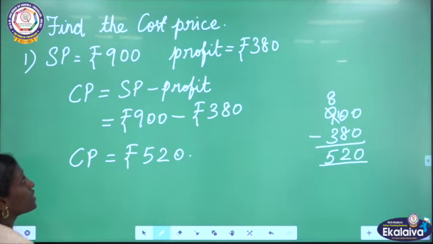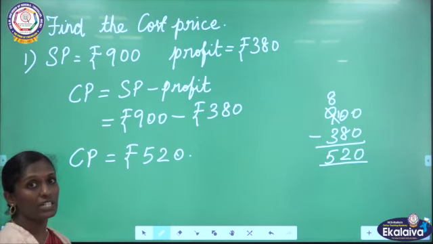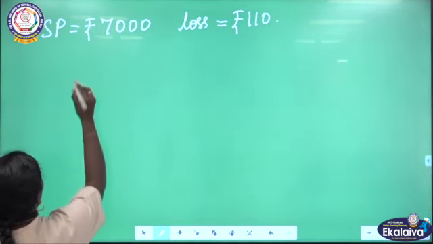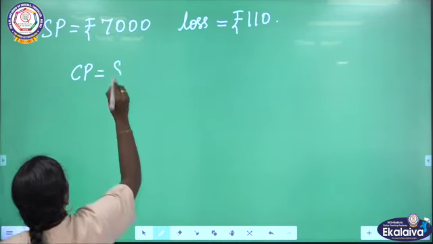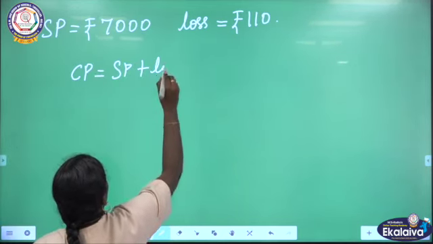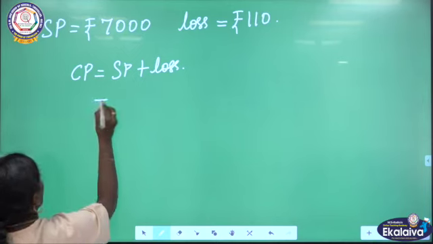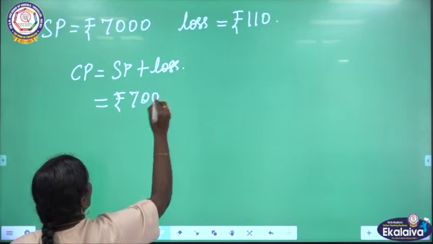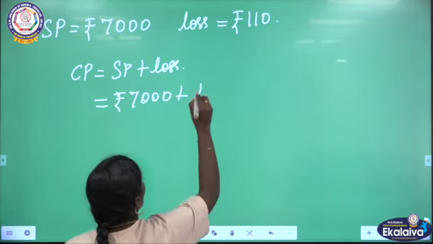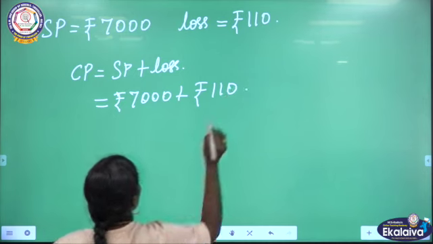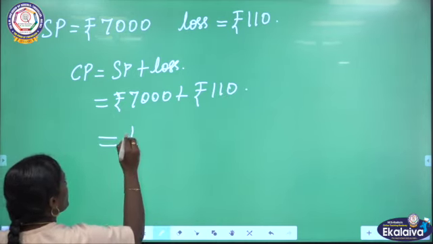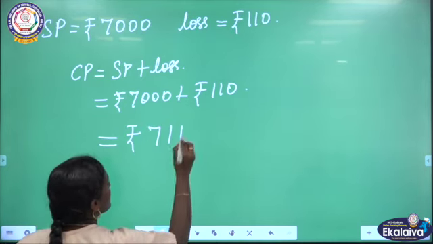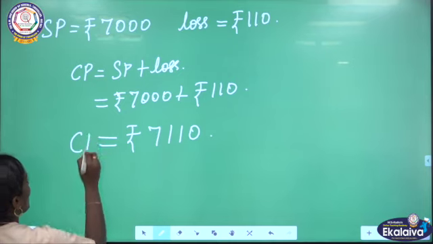Okay, here profit is given, so we are using this formula to find the cost price. Here loss is given, so cost price is equal to selling price plus loss. Okay, so selling price is equal to rupees 7000 plus loss amount is equal to rupees 110. Now we have to add these two. So rupees 7,000 plus 110 we will get 7,110 rupees. So this is the cost price.